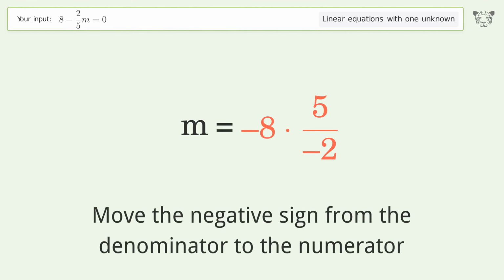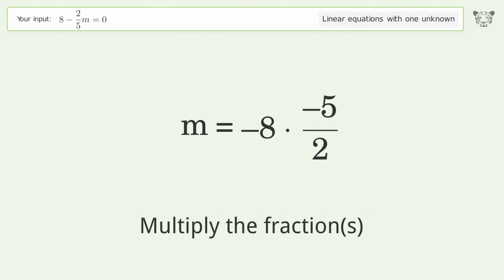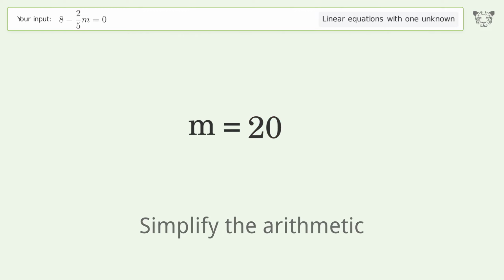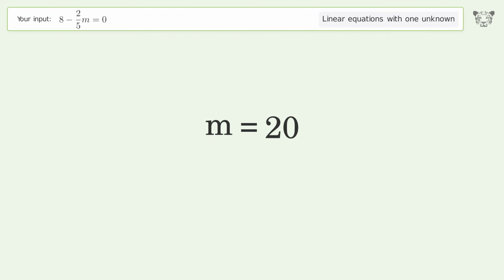Move the negative sign from the denominator to the numerator. Multiply the fractions. Simplify the arithmetic. And so the final result is m equals 20.